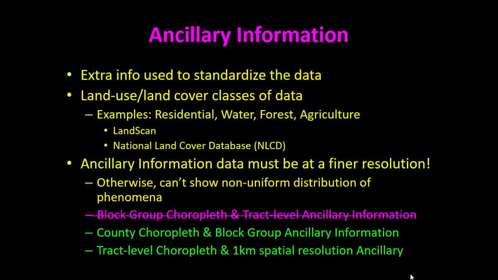One key thing about the ancillary information: the data must be at a finer resolution. Otherwise, you can't show the non-uniform distribution of a phenomenon. For example, if you have a choropleth map at the block group level, your ancillary information cannot be at a bigger level, like the tract level. However, if you have a county choropleth map, you can use block group ancillary information, or, like we're going to see here, if you have a tract-level choropleth with census tracts, you can use a 1 kilometer square spatial resolution for your ancillary information.